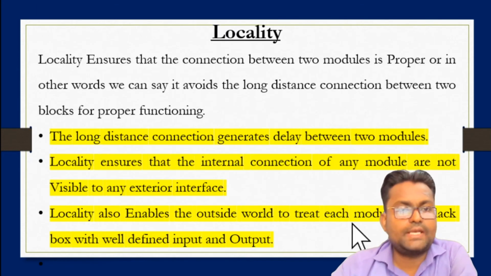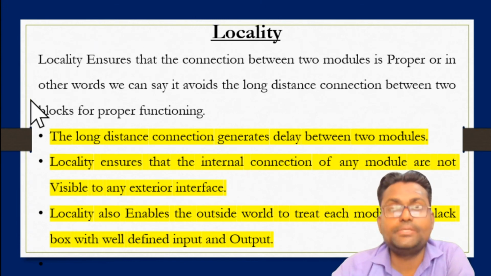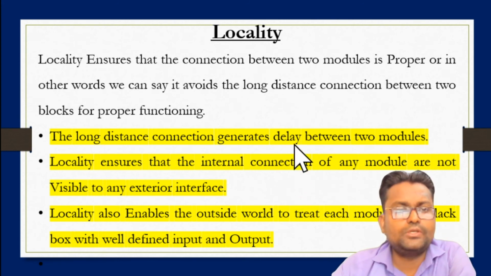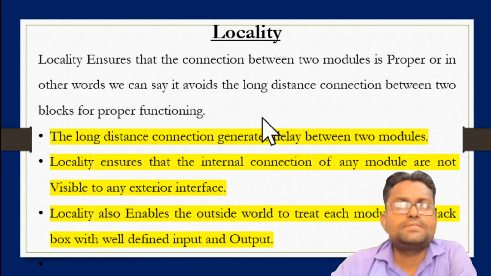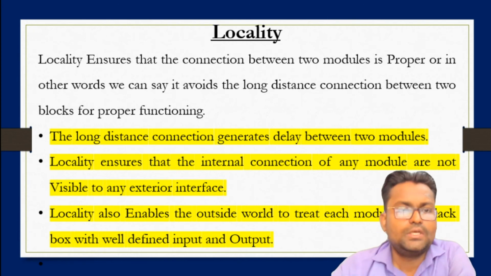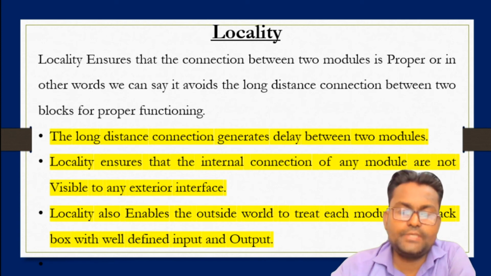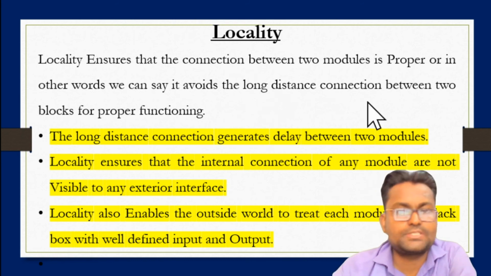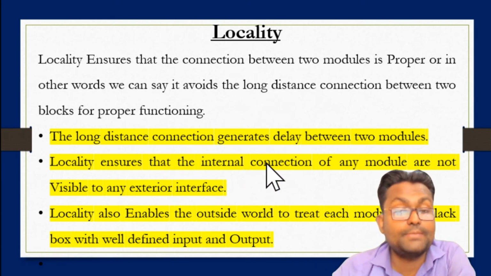Now the next point is locality. What is the meaning of locality? We can easily understand that locality means that when we design any system, the functional blocks are very close to each other. This is the whole definition of locality. It means that locality ensures that the connection between two modules is proper. If we design modules, the connection between two modules is proper, and they are very close to each other, so that the interconnection between them is very short.